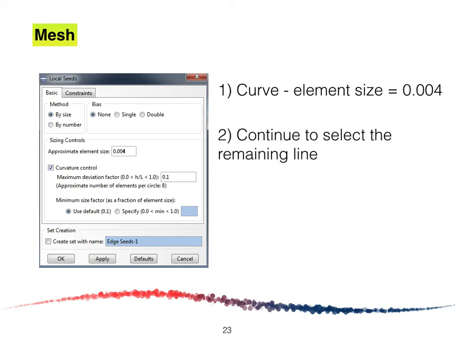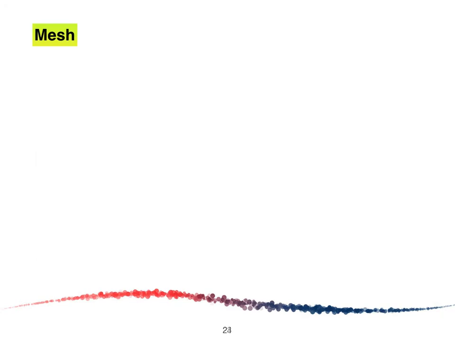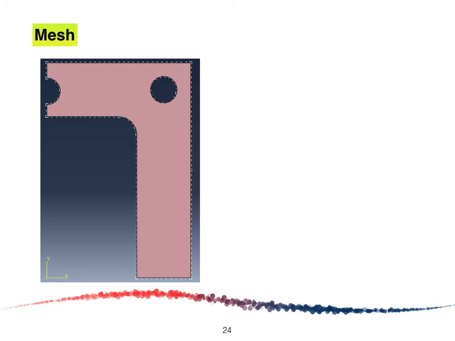After that, continue to select the remaining lines, the horizontal and vertical lines. In this case, we are going to specify 0.006, which is a slightly larger mesh size compared to the curve. If we did it correctly, this will be my seed, and click done.